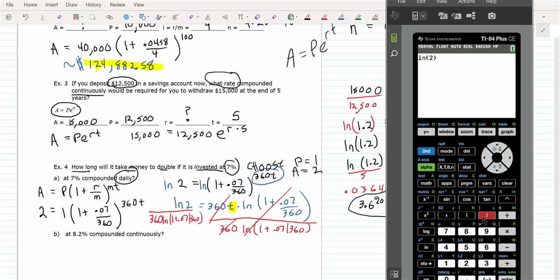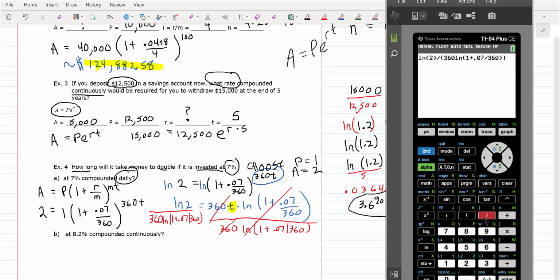So you have ln2 divided by. Now this is a big deal. Make sure that the denominator is in one giant set of parentheses, because if you don't do that, the calculator won't do this correctly. The calculator's got to do that denominator before it divides. So go 360, and then you put in your ln key and then 1 plus 0.07 over 360. And then you've got to double up on the parentheses like that.